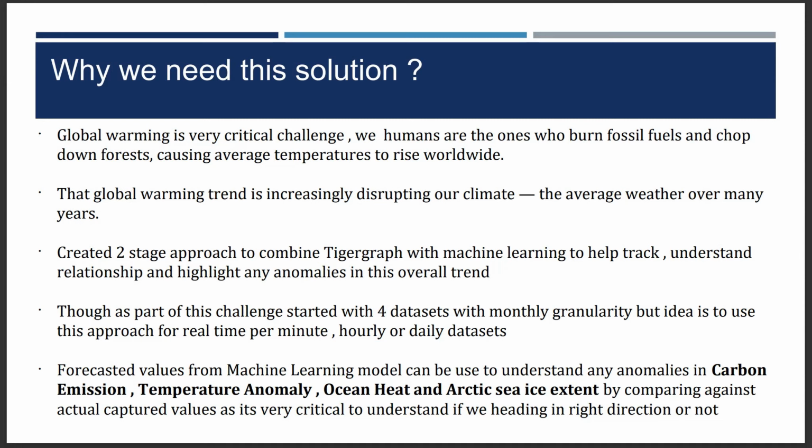As part of the solution, I created a two-stage approach to combine TigerGraph with machine learning to help track, understand the relationship, and highlight any anomalies in this overall trend. As part of the challenge, I started with 4 datasets with monthly granularity, but the idea is to use this approach for real-time, permanent, hourly, or daily datasets.